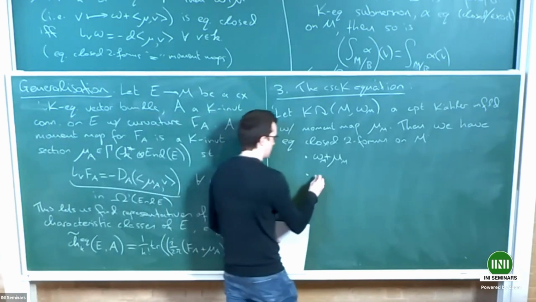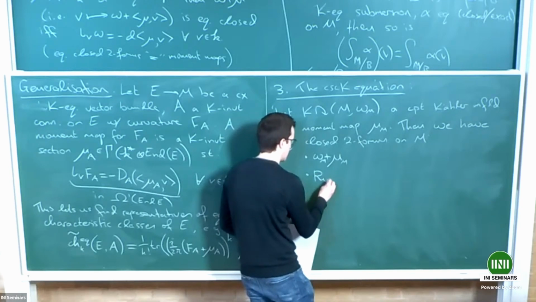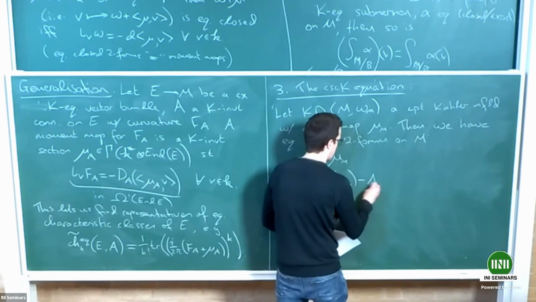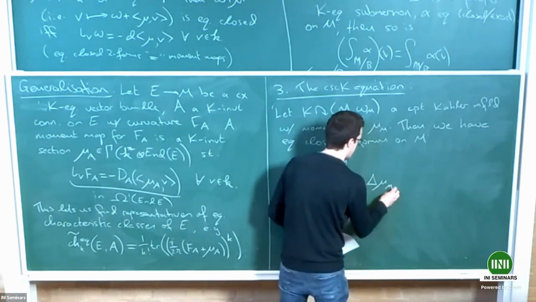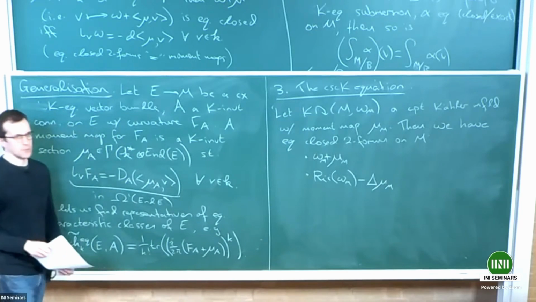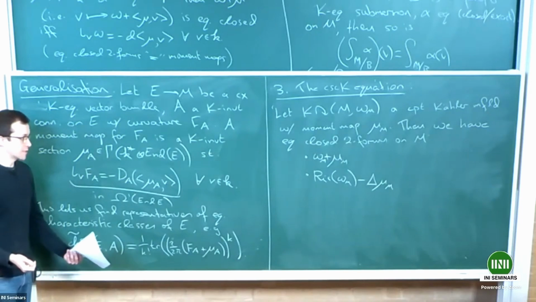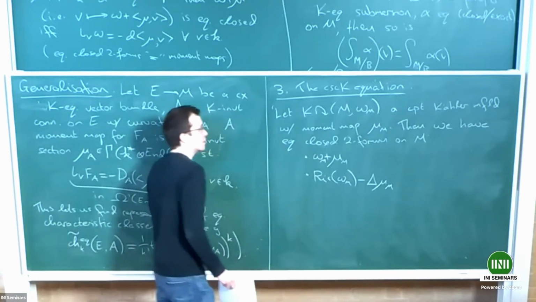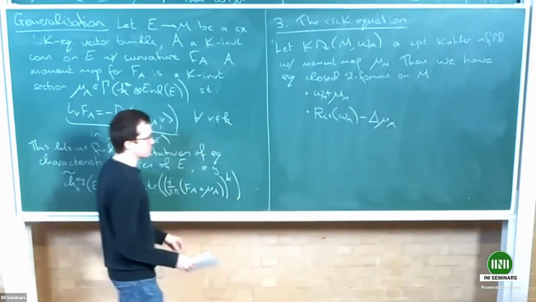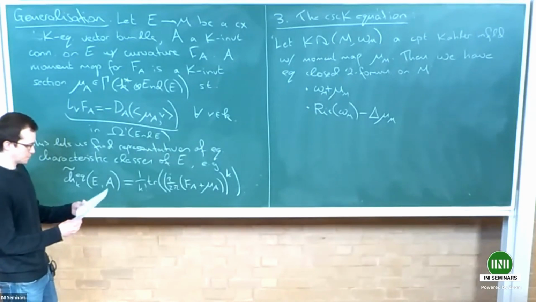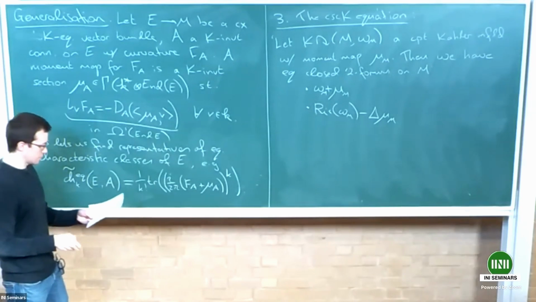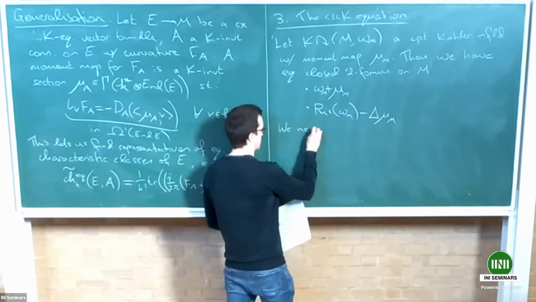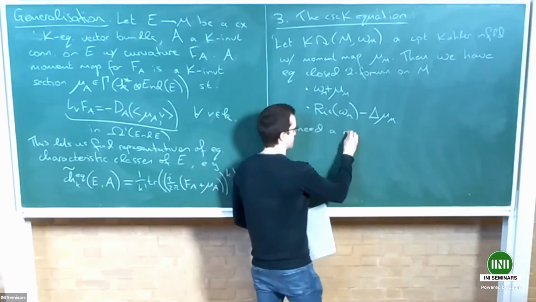The other one is a result: the Ricci curvature of omega M minus the Laplacian of mu M. This is also an equivariantly closed two form on the manifold M. That's something that needs proving, but I'm not going to prove it. I will use it though, and we also need a relative version.